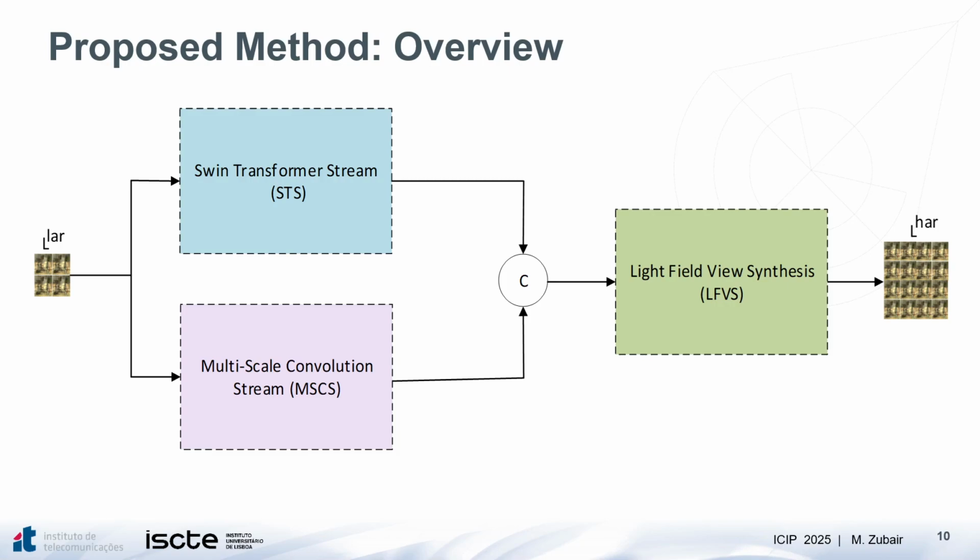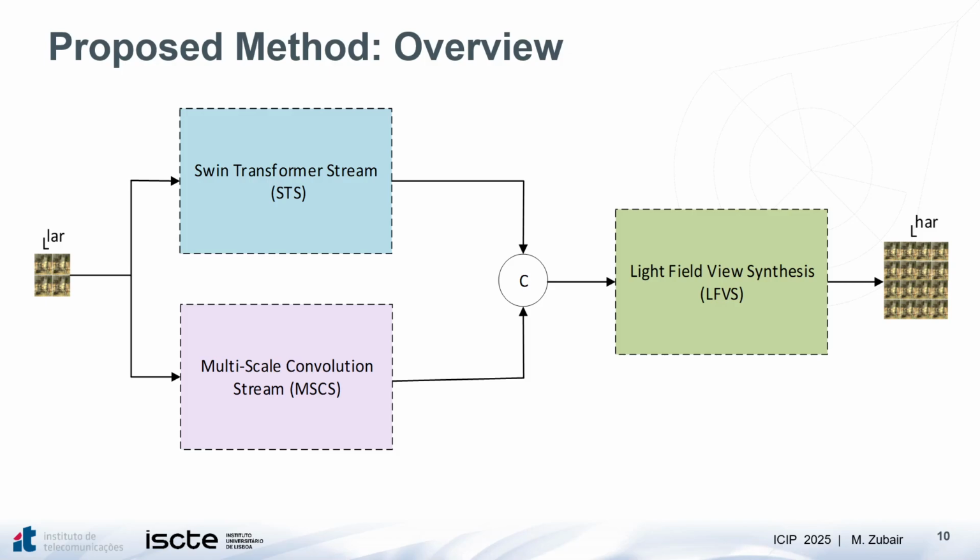The first stream is the Swin transformer stream and the second one is the multi-scale convolution stream. The Swin transformer stream extracts global features. The multi-scale convolution stream extracts local features. Global and local features are concatenated, then passed to the light field view synthesis network, where we perform angular upsampling to generate a dense light field view synthesis.